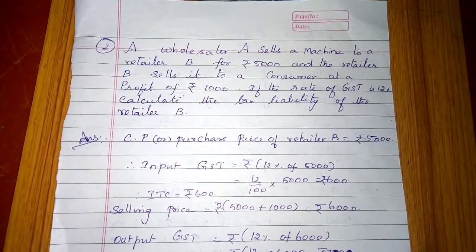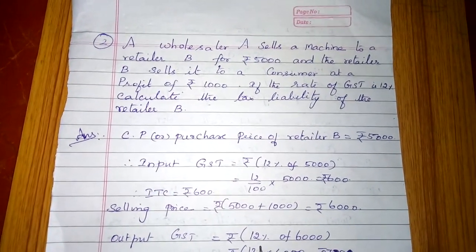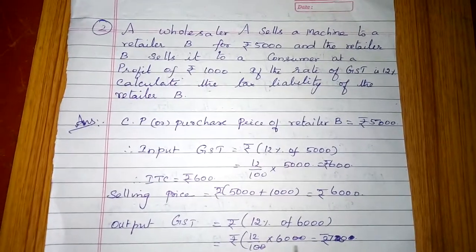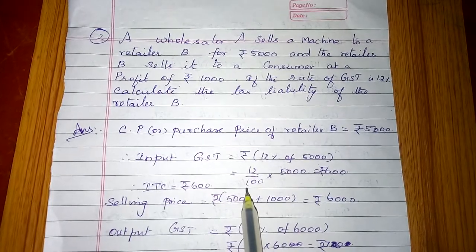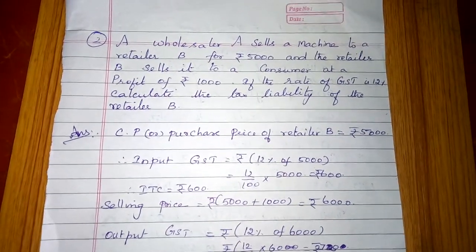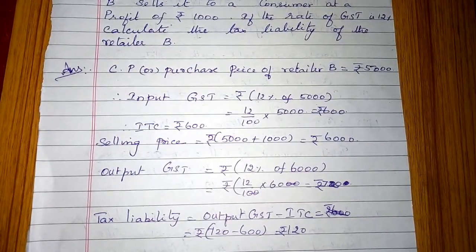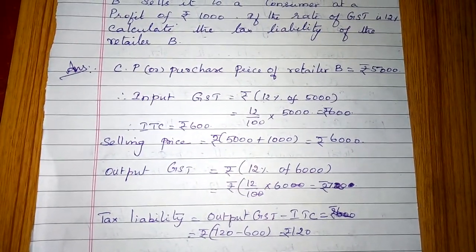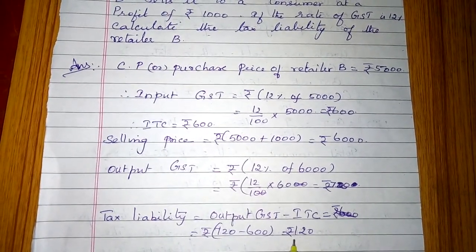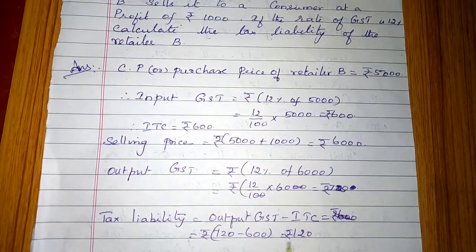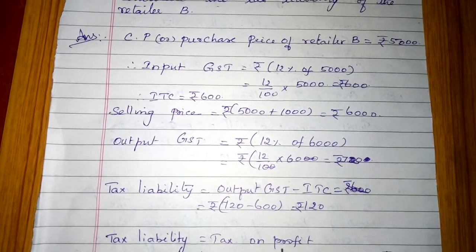Tax liability means tax on profit, that is output GST minus input GST. So output GST is rupees 720, and input GST is rupees 600. So tax liability is output GST minus input GST, that is rupees 720 minus 600, equal to rupees 120. That is, tax liability is equal to tax on profit.